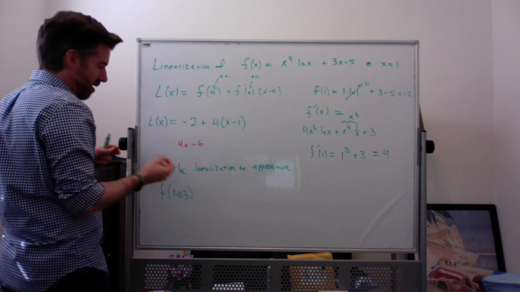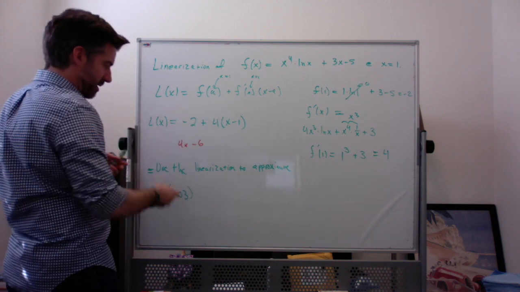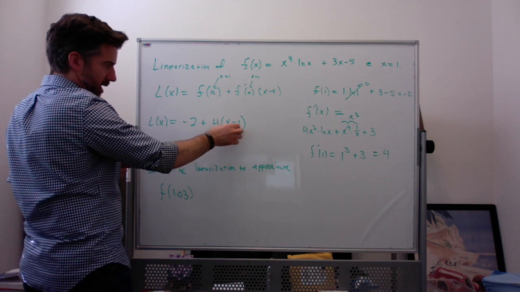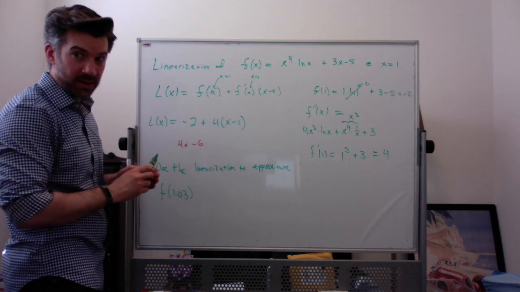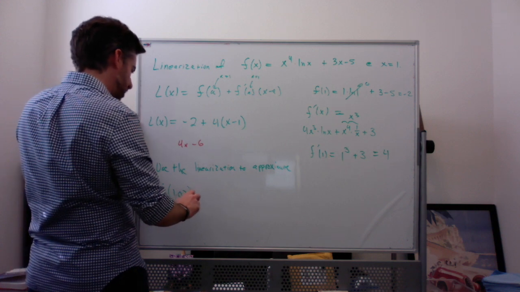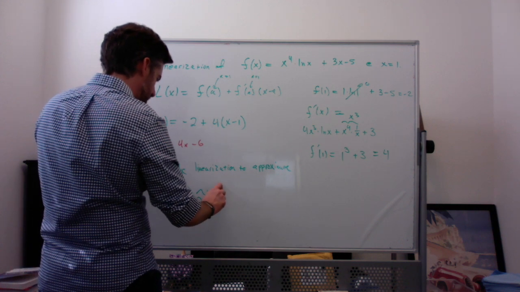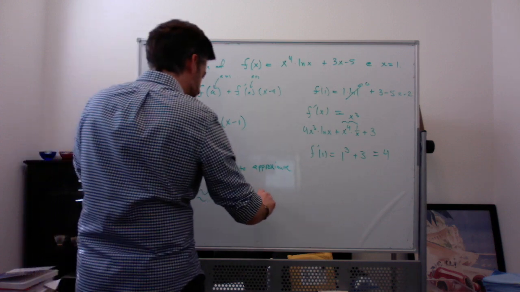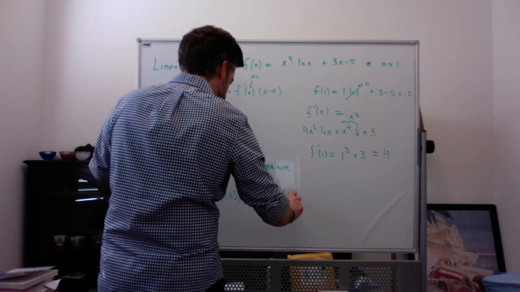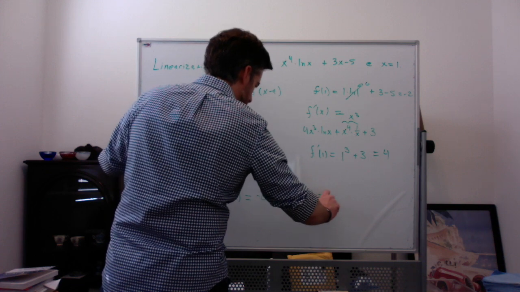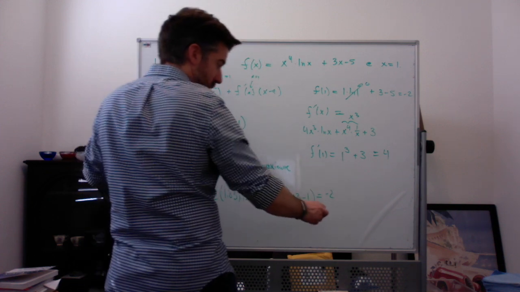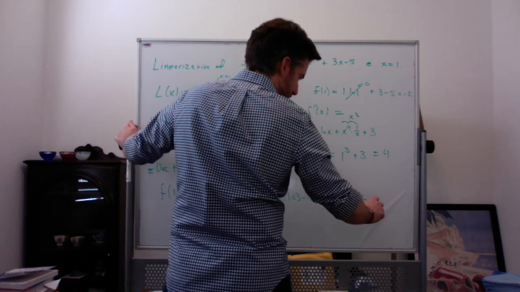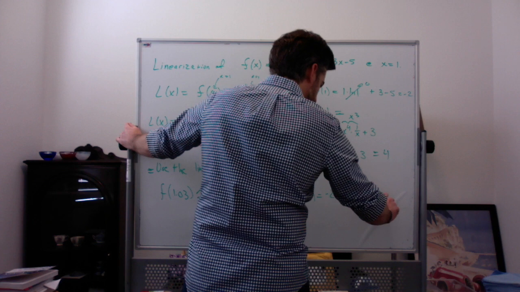And it's not that bad, but it's just kind of nice to do it like this, because then you can see, oh, this 4 times x minus 1 is only going to contribute a tiny bit. So if I want to evaluate this at 1.03, it's going to be approximately the linearization of 1.03, which is negative 2 plus 4 times 1.03 minus 1, which is negative 2 plus 4 times 0.03, which is 0.12. So negative 2 plus 0.12 is negative 1.88.